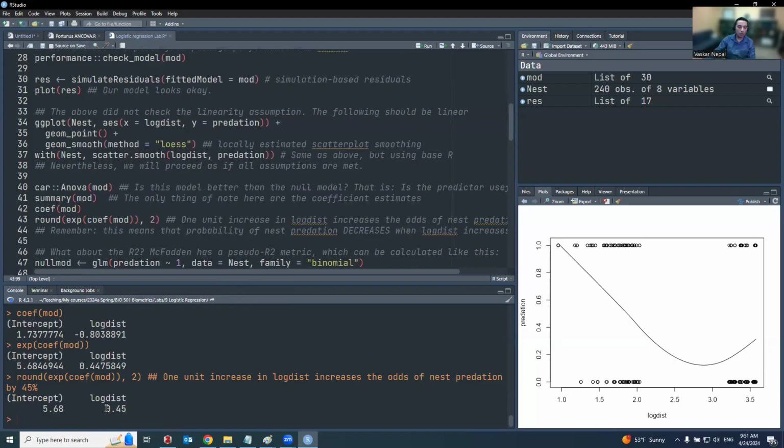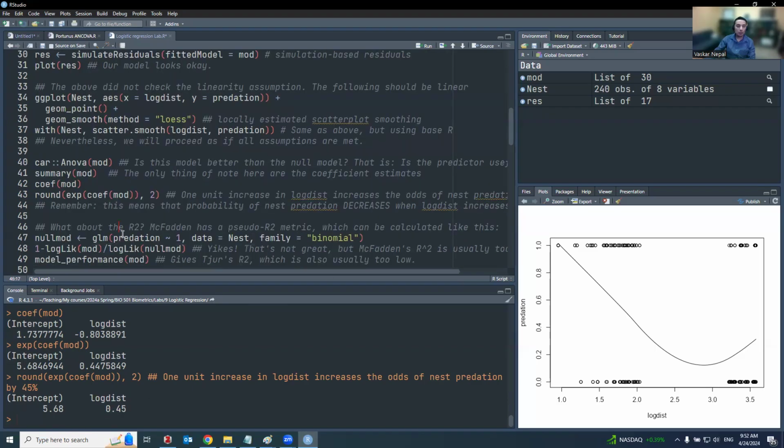An odds ratio more than 1 would mean that with the X variable increasing, Y also increases. But because the odds ratio is less than 1, the probability actually declines, which we can see from the plot on the right also. The plot on the right shows that when log dist increases, the probability of predation actually declines. And now we know how much it declines in terms of odds.